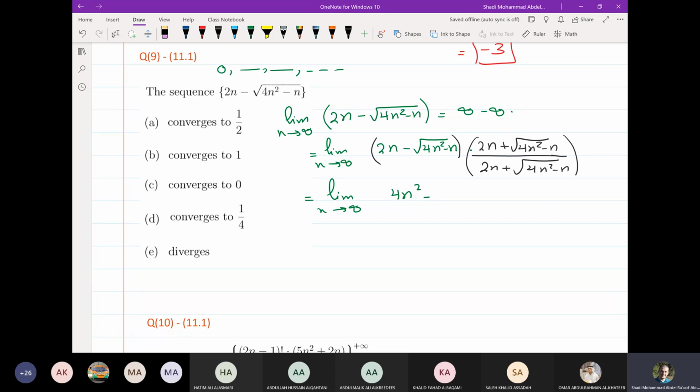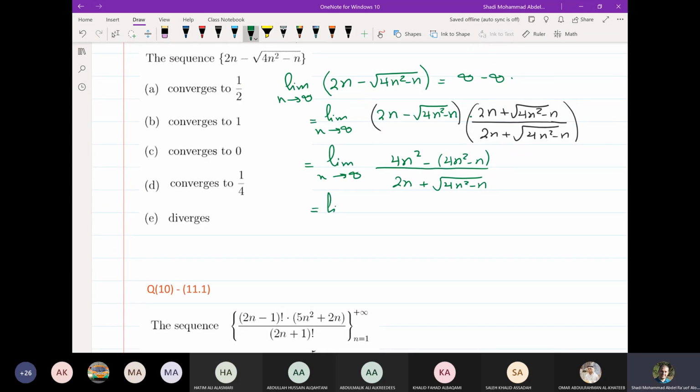Okay, when you multiply any number by its conjugate, it will be first square minus second square. The second square, the root squared, will be 4n square minus n. In the denominator we have 2n plus the root of 4n square minus n. If you simplify it, it will be limit as n goes to infinity. That is why we take limit as n goes to infinity, because we are looking for the changes in the behavior of this sequence at infinity, at very large numbers. So 4n square minus 4n square cancel each other, and you will have n here.